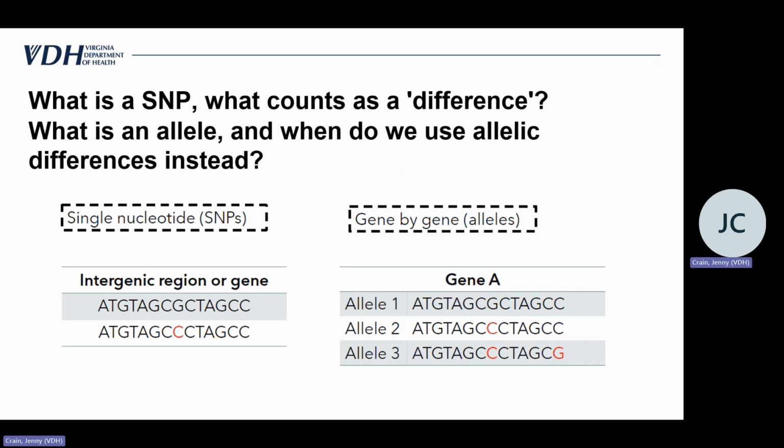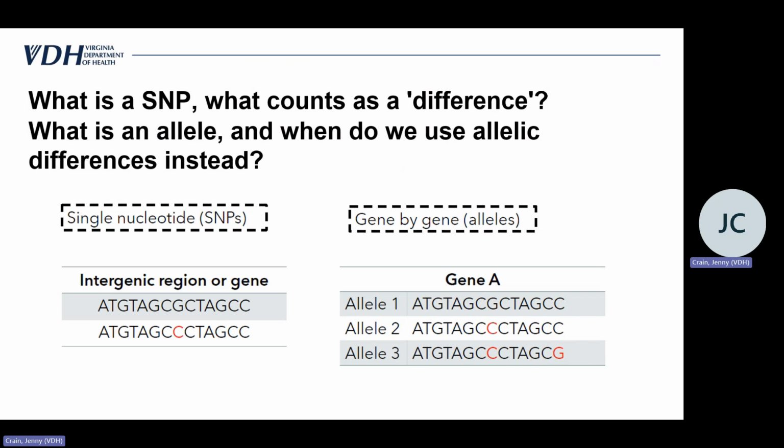So if you think about that SNP being a single nucleotide base pair change, if a SNP occurs in a gene, then that gene is referred to as having more than one allele. And so you can see on the left where it's showing this intergenic region or a gene in which you see a G change to a C nucleotide base pair. But when you look at the right, if this gene has multiple different SNP changes, then this gene would be considered to have 3 different alleles.